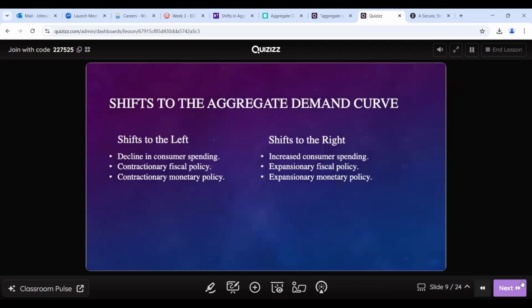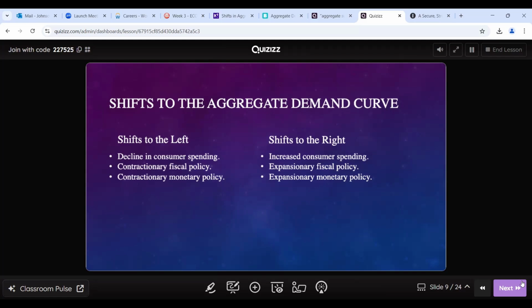So shifts to the aggregate demand curve. Shifts to the left would be a decrease in aggregate demand. So that would be, think recession. So shift to the left would be a recession. That would be declining consumer spending, contractionary fiscal policy. That just means that government spending goes down or taxes go up. That's what contractionary fiscal policy means.